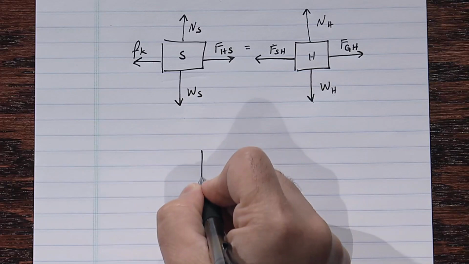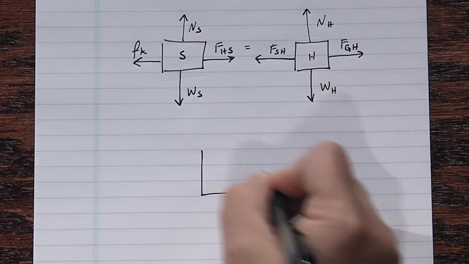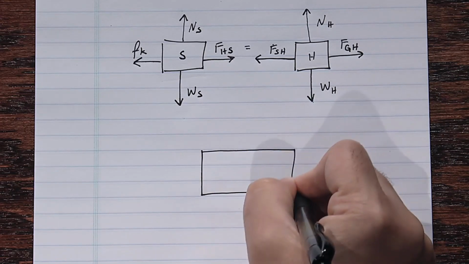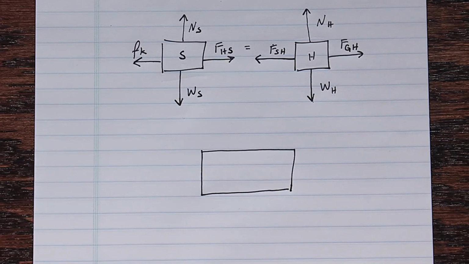Finally, let's do the horse and the sleigh as a unit. And this is something that you will see in future exercises, that sometimes you can choose whether to separate objects into separate objects or to treat them as one large object. We'll talk more about that later.